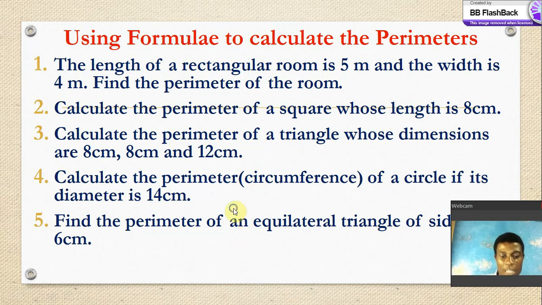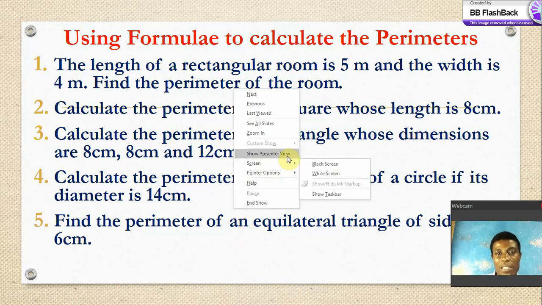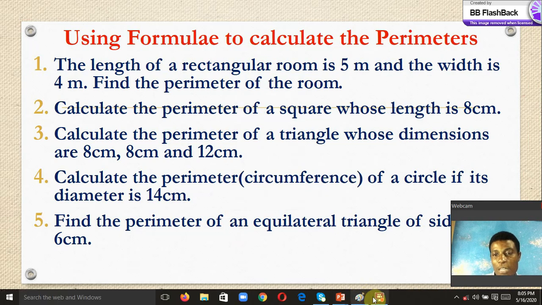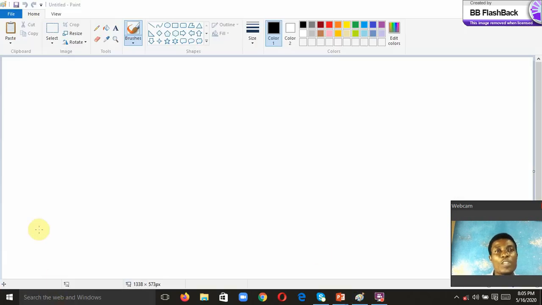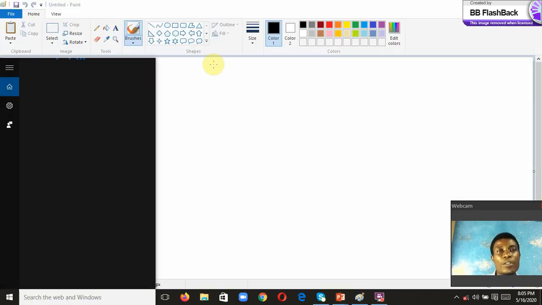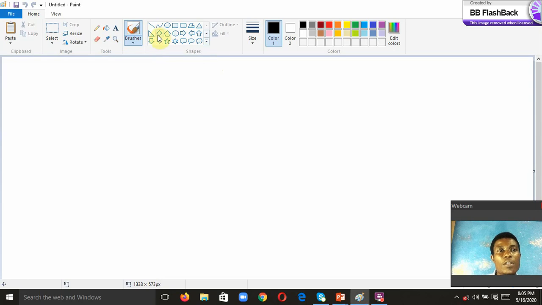So very quickly, let's calculate the perimeter of that shape. We start off by drawing the diagram for a triangle.